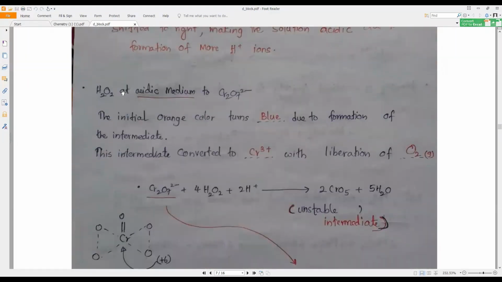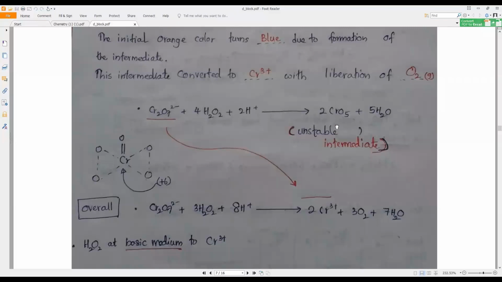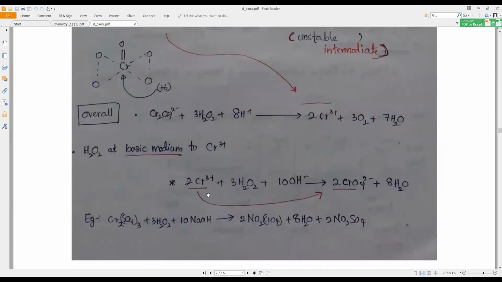Adding H2O2 in the acidic medium to dichromate forms green chromium 3+, after forming an unstable intermediate, which is blue in color. So when you add acidic medium H2O2 to dichromate, it will form green chromium 3+. And in the basic medium, if you add H2O2 in the presence of OH-, it will form chromate, which is typically yellow in color, right?